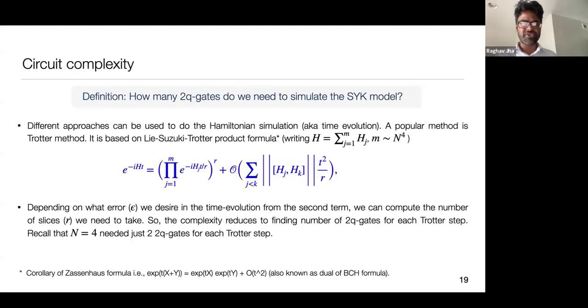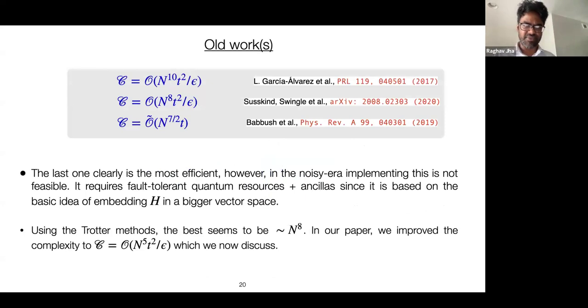The complexity, which is the number of 2-qubit gates you need to simulate, has been well studied in the literature, and people have obtained different results. But the thing I want to point out was that it was at least n to the 8th in this paper by Susskind and Swingle, and then it was n to the 10, 3 years before that. The last method is the most efficient, obviously, because it depends linearly on the time, and it also depends only as n to the 7/2 in the number of fermions, much better than 8. Not much better, but better than 8, probably. Yeah, much better, actually. But the problem is the first two methods use the Trotter-based method, and this third is completely different. The third is something in the fault-tolerant era. Once we have quantum computers which are fault-tolerant, then you can use that complexity. But I cannot use the Babbush result to do something on an IBM computer right now.